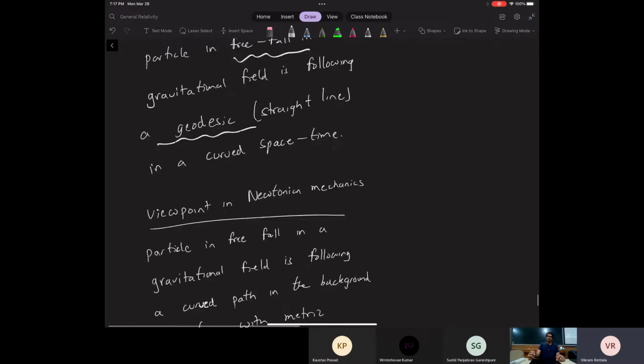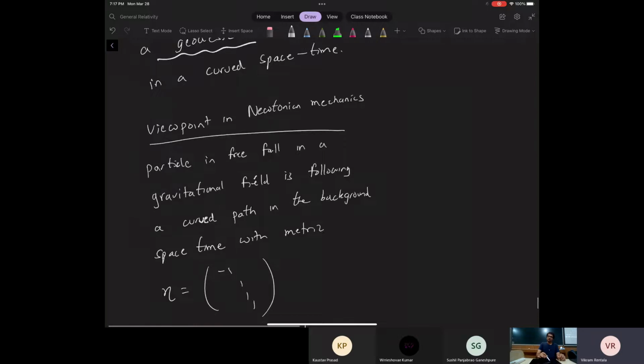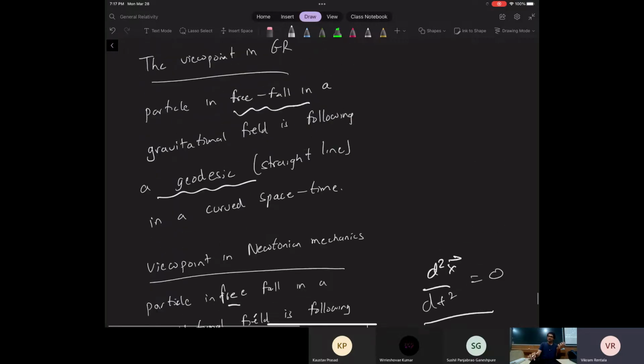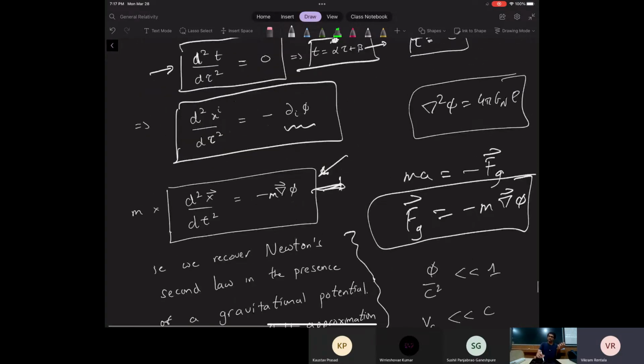In Newtonian mechanics, the viewpoint is that a particle in free fall in a gravitational field is not following a straight line. Rather, the particle is following a curved path in a background space-time. By a curved path, I mean it's not the path that it would normally follow in the absence of a gravitational field, and this is what we thought of as a straight line. But now what we're saying is no, it's really this equation that is describing a straight line, the straightest possible line, but that straightest possible line is in a curved space-time.